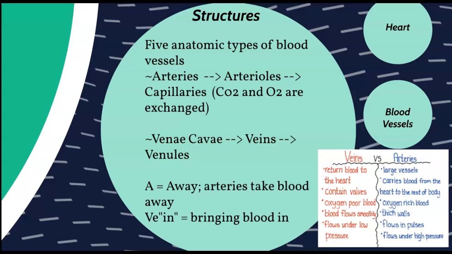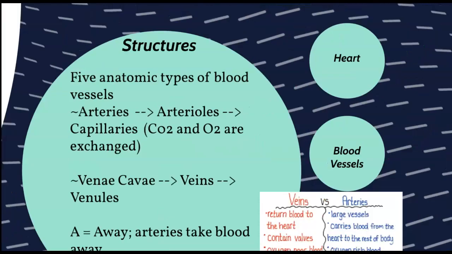They have valves. They have oxygen poor blood, so it's usually a little more blue in color. Blood has to flow smoothly and it flows under low pressure. Versus on your arterial side, it's larger vessels, it carries the blood away from the heart to the rest of the body, it's oxygen rich. Your arteries tend to have thicker walls that flow in pulses, and it flows under higher pressure.